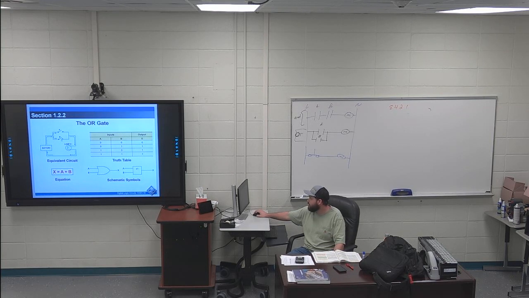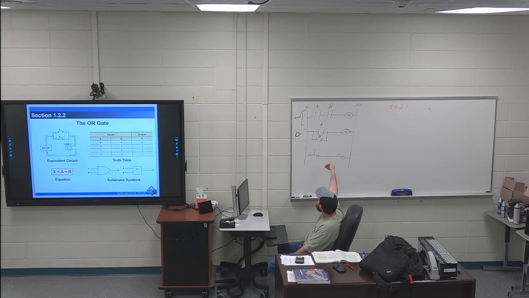So, equivalent circuit, you have two of these. They are in parallel. Either A or B turns on, my lamp is going to turn on. On my ladder diagram, I've got two normally open contacts in parallel. Either one of them kicks on, my motor output's going to kick on.